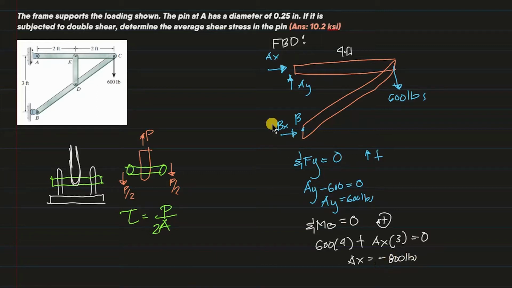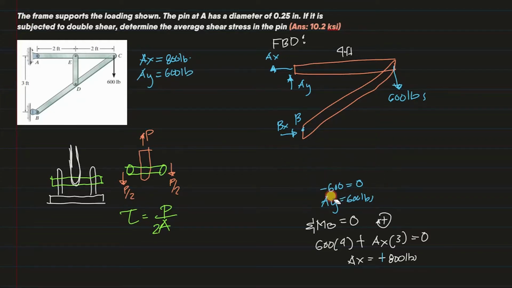So, kapag negative yan, ibig sabihin, we have a wrong assumption. Yung tamang direction ng AX natin should go the other way around. Okay? So, this should go positive na. So, AX is 800 and AY is 600. Sulat lang natin dito. AX is 800 pounds and AY is 600 pounds. Okay? So, ganun lang yun, mga bis.